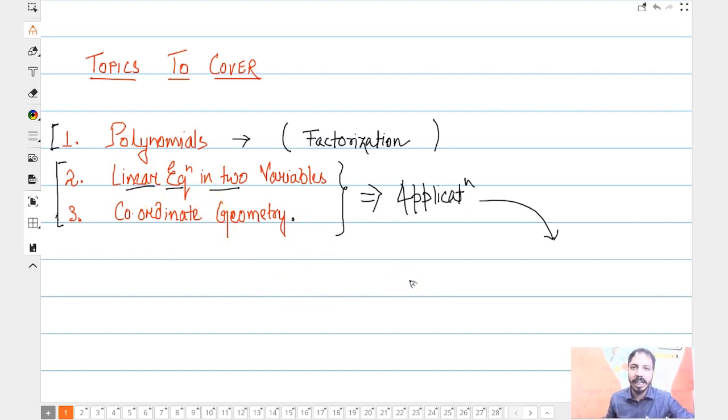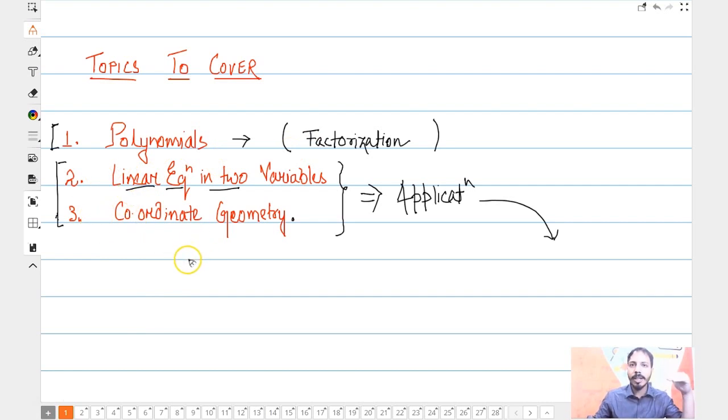If you try to plot the graph of these algebraic equations, you will get some shapes. For example, if you draw the linear equation, you will get a straight line. If you do a quadratic equation, you will get some shape, for example a parabola. Even if you don't know that, that's fine. Let's start with polynomials, and after we complete polynomials, I will take up these two topics.